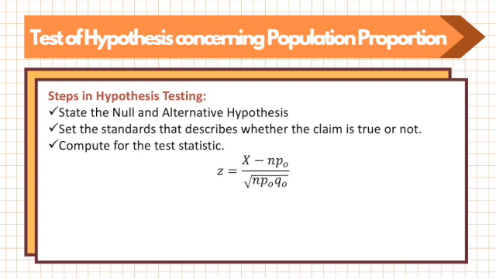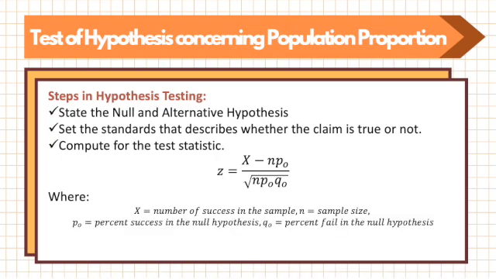So we have z equals x minus n times p sub o all over the square root of n times p sub o times q sub o, where x is the number of successes in the sample. So x represents the number of elements in the sample that fall under a certain characteristic. N, of course, is the sample size. P sub o is the percent success in the null hypothesis.